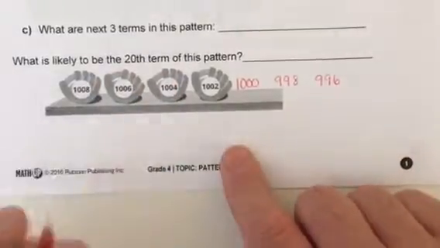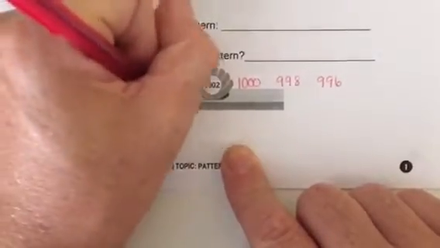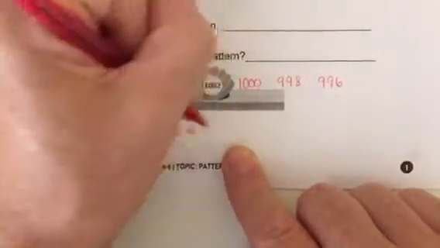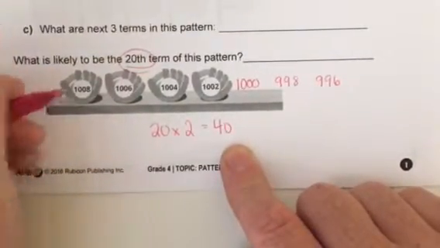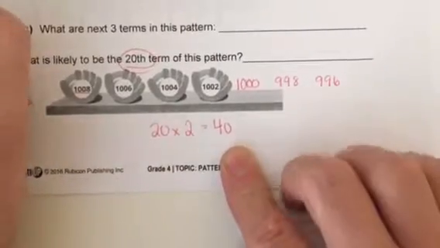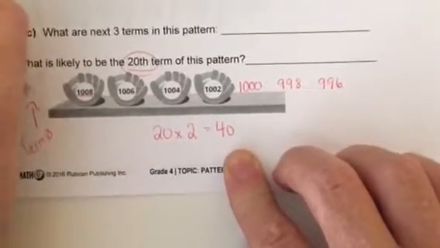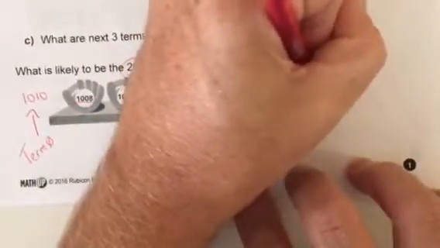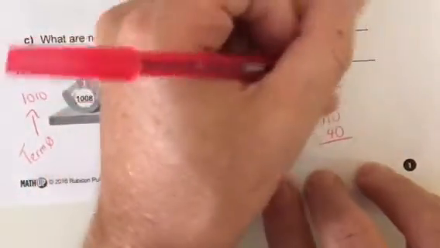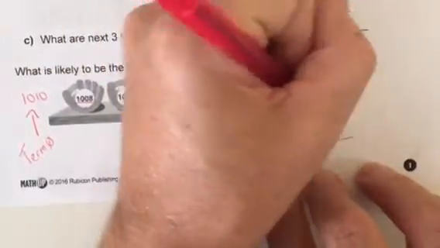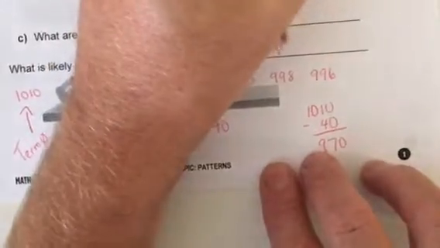And then if we want to find the 20th term, again, we're going down by 2. So we're going to take this number and multiply it by 2, because we're going down by 2. That's going to get us to 40. Instead of using 1,008, we're going to use what would be term 0, which would be 1,010. So I take 1,010, subtract 40 from that, and that is going to get me to 970. So the answer here would be 970.